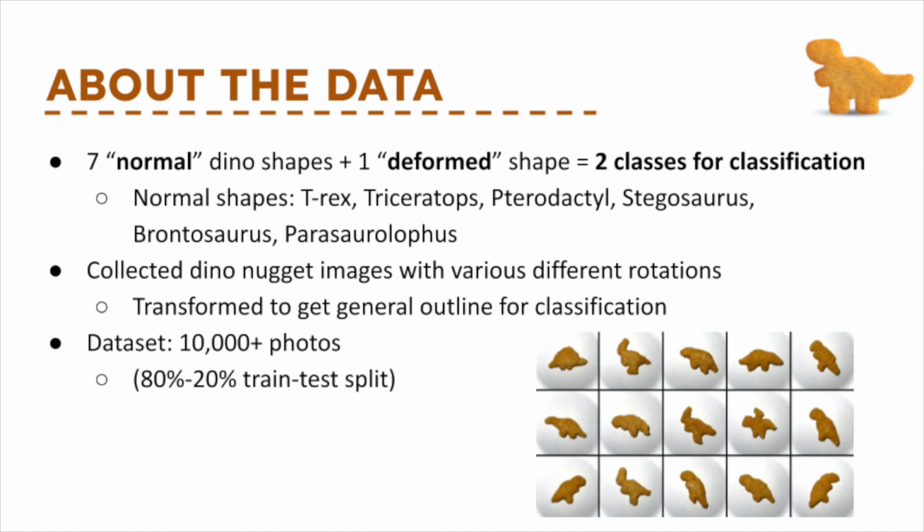We took over 200 photos of various dino nuggets on a white paper plate, all from the same distance for the camera. We created additional data points by mirroring photos and rotating our photos in increments of 15 degrees. This allows our model to generalize to various orientations. In total, this resulted in over 10,000 photos in our dataset.